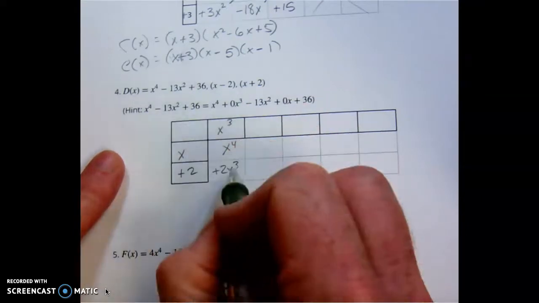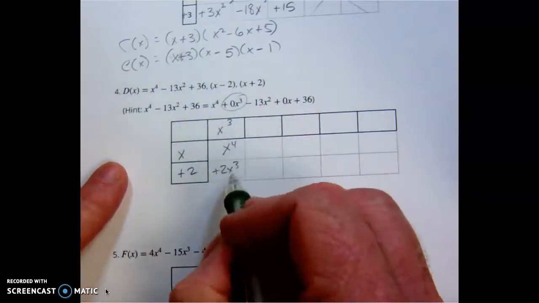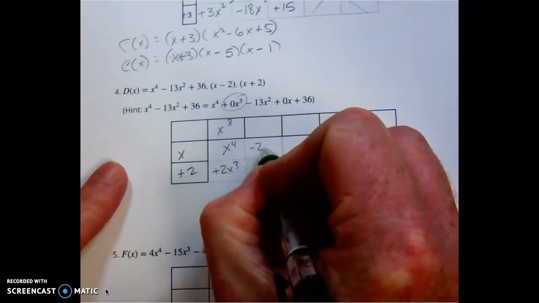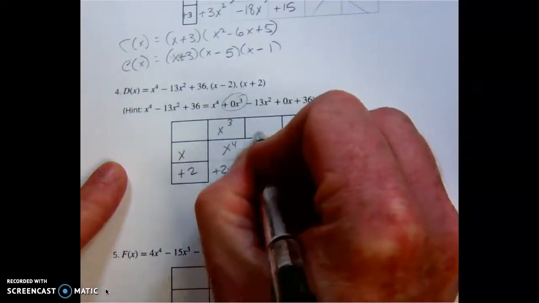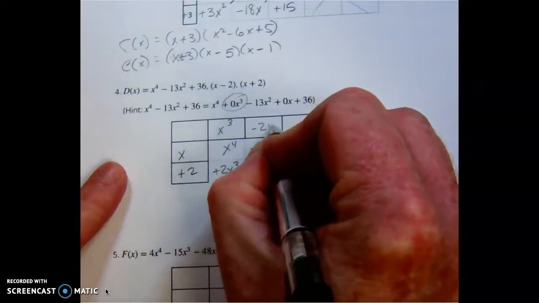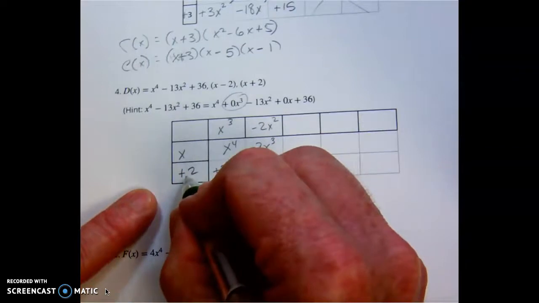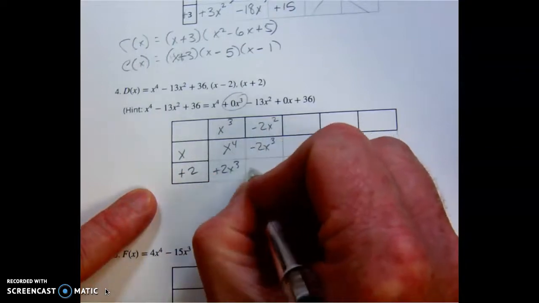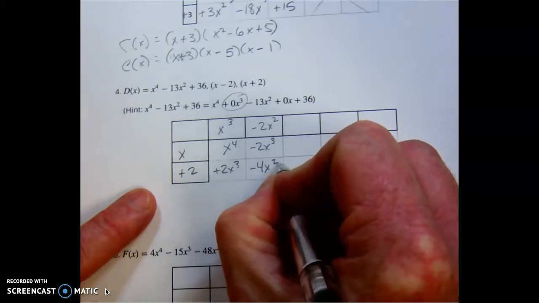So I'm looking at my x to the 3rd term. It's a 0x to the 3rd, so I need minus 2x to the 3rd. So now if I take off the x, I've got negative 2x squared. So multiply together, I've got positive 2 times negative 2 is negative 4x squared.